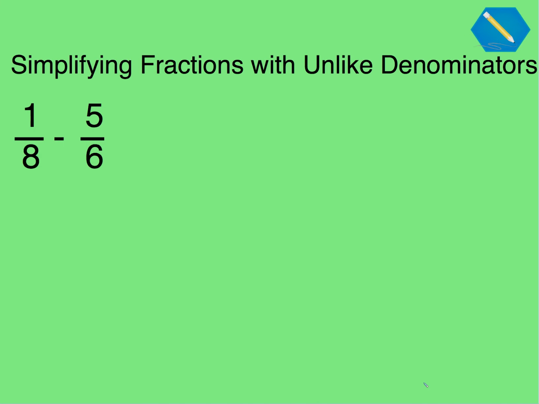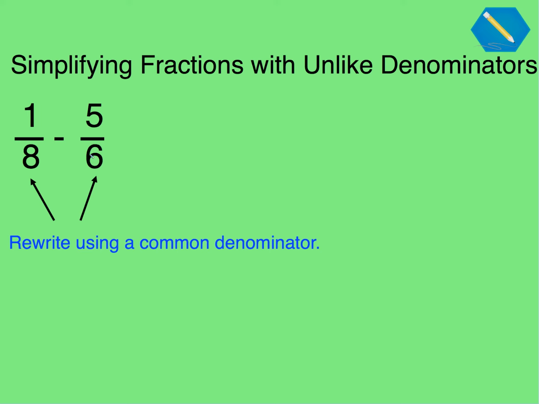Alright, now here we go. Simplifying fractions with unlike denominators. When the denominator is different, 1/8, we have an 8 in the denominator, and 5/6, we have a 6 in the denominator, we need to rewrite it using a common denominator, meaning the number at the bottom of the fraction has to be the same for both.